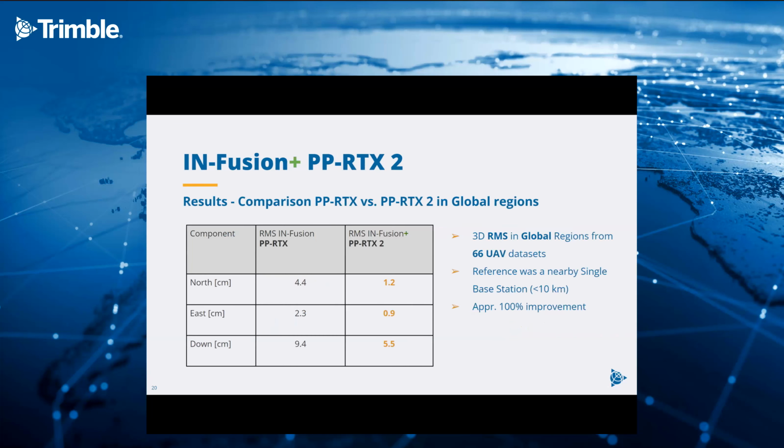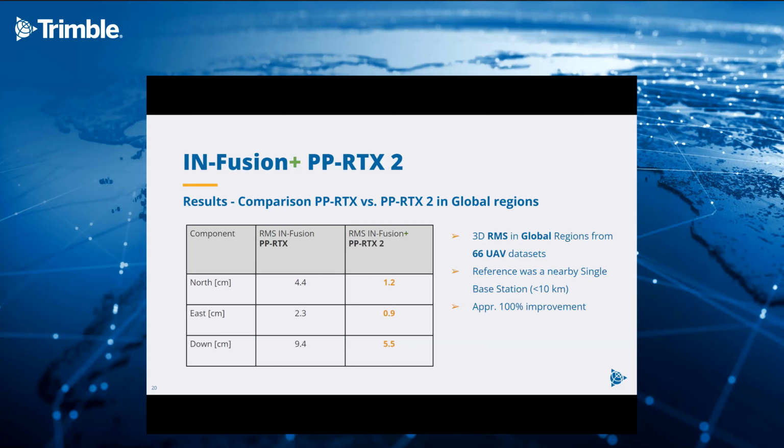So here's an example, basically a comparison of the PP-RTX versus PP-RTX2 processing in the global regions. What you can see here is the RMS of 66 UAV data sets from the global regions, where we compared, again, both processing modes with each other, but also looked at the reference of a nearby single base station. And in each of those cases, there was a good and healthy base station present within a radius of 10 kilometers.